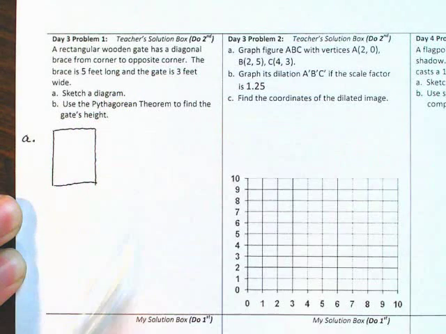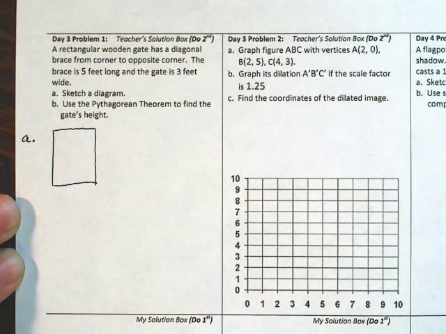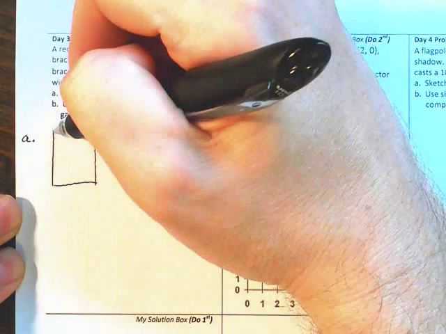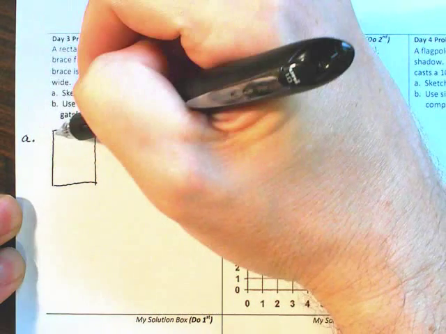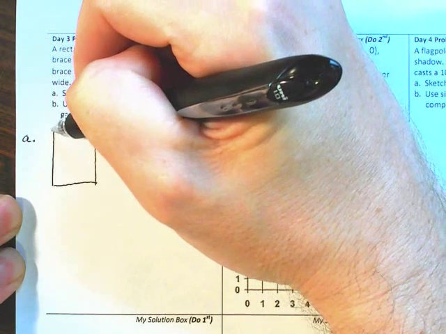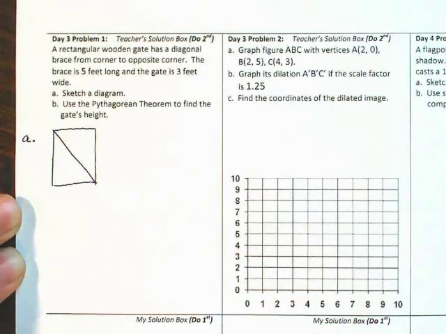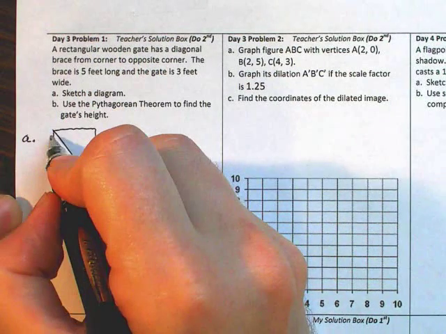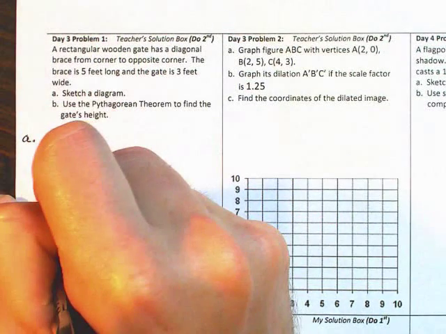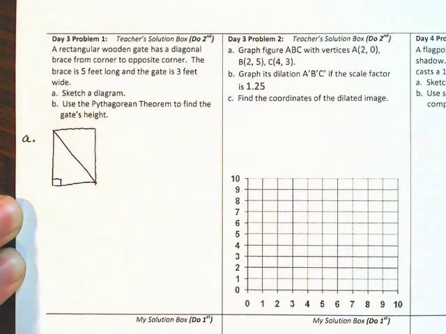This is the gate, and we're told that there is a diagonal brace from corner to opposite corner. And it doesn't say from which corner to which corner, so for our sketch I'm going to draw from this corner down to this corner. And as soon as I do that, no doubt you recognize the right triangle that's created within that rectangle.